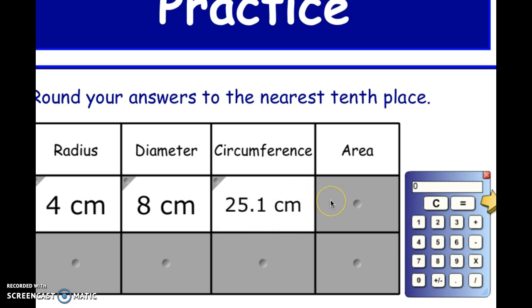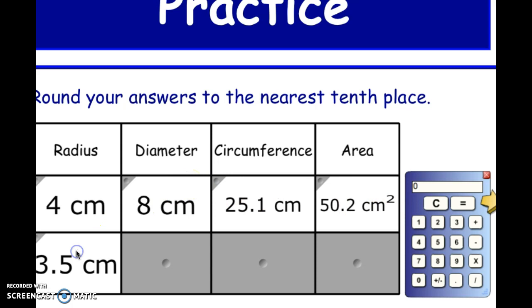How do you find area? Pi r squared. So 3.14 times 4 to the second power. What's 4 to the second power? Well, that's 4 times 4, which is 16. So 3.14 times 16 will give you 50.2 centimeters squared. Remember, area is squared. Let's do another one.